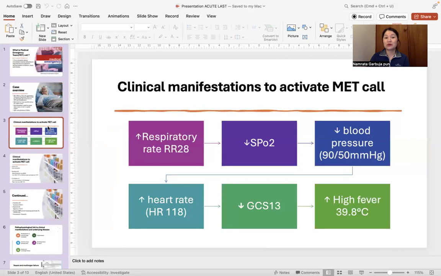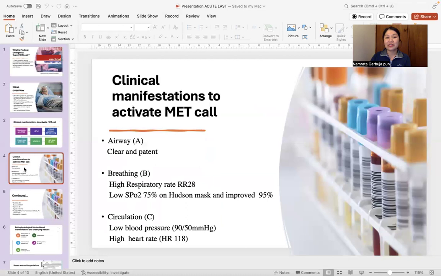Now I'm going to talk about all the clinical manifestations that she has, the reason why the team called the med call. The clinical manifestations to activate a med call are: increase in respiratory rate, low SpO2, hypotension, increase in heart rate, decrease in GCS, and high fever.